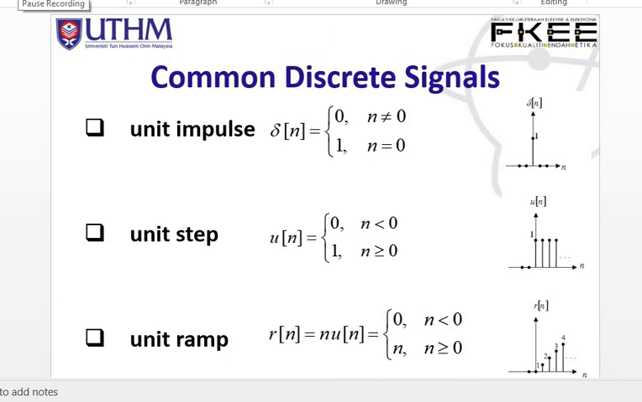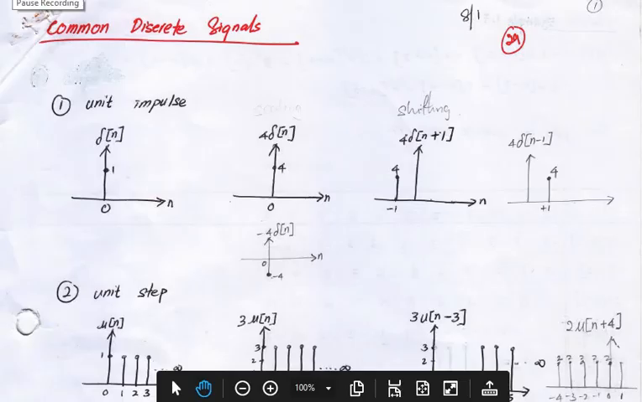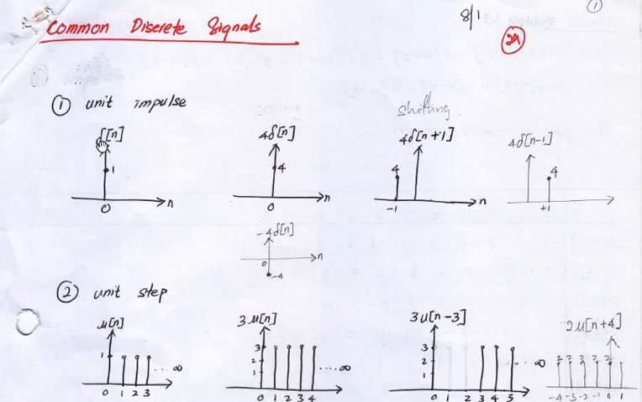Hello everyone. In this session, I will further explain the common discrete signals. The first common discrete signal is the unit impulse. For the unit impulse, delta n, the amplitude is 1 at the origin. For the other values, it is 0.